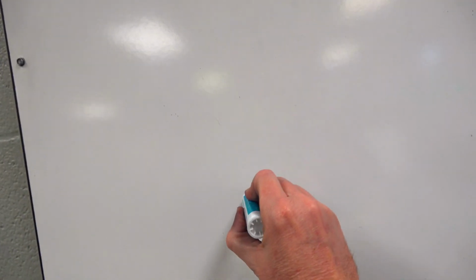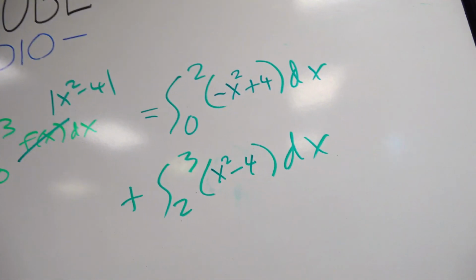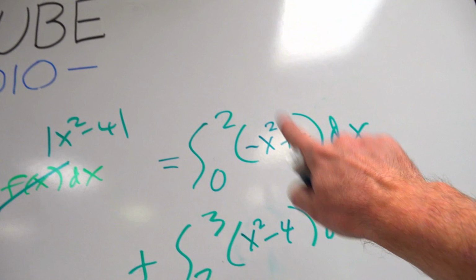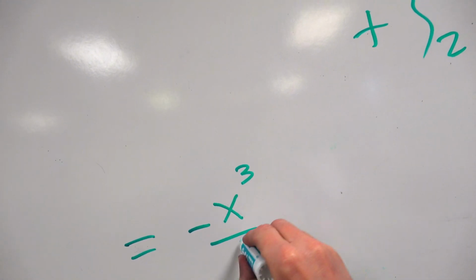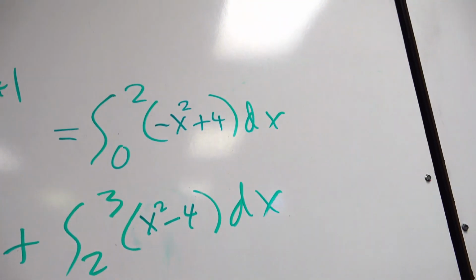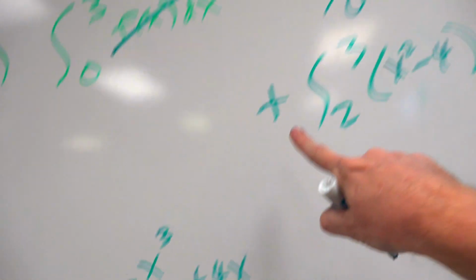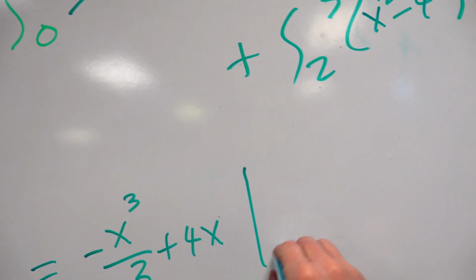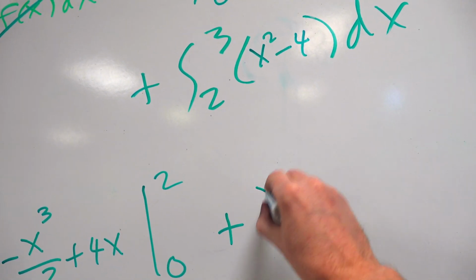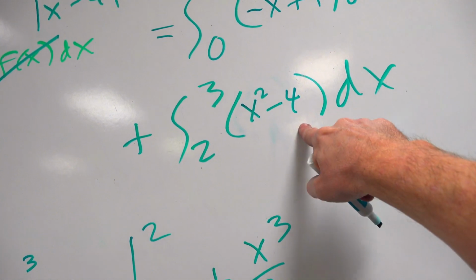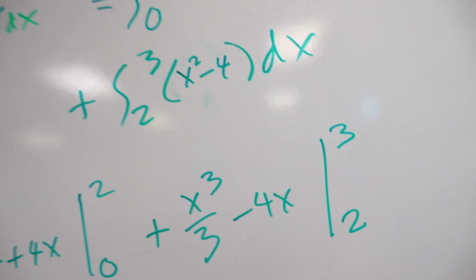So I really just wanted to end off this chapter with how you transform these weird square roots, and then you're good. So to end off chapter 4, we will integrate this, which is negative x to the third over the new power 3. Integration of 4 is 4x, because the derivative of 4x is 4, from 0 to 2. Plus x squared goes to x cubed over 3. Minus 4 goes to minus 4x. Evaluated from 2 to 3.